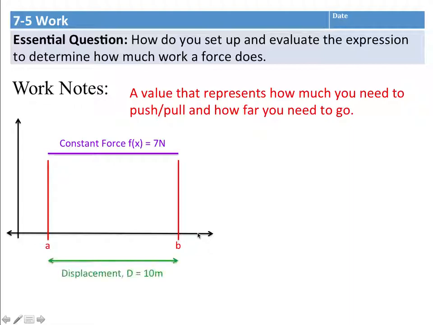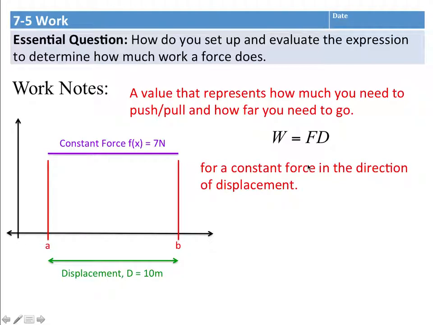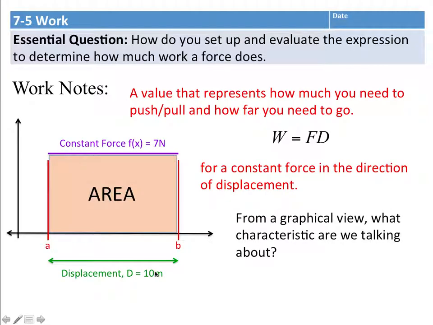Then the definition of work, again, is that number that quantifies the value of the force and how far you move something. So we define work as the product of force and displacement, as long as the force is in the same direction as the displacement. So, for instance, for a horizontal force and a horizontal displacement, you could find the work by just multiplying the value of the force and the value of the displacement.